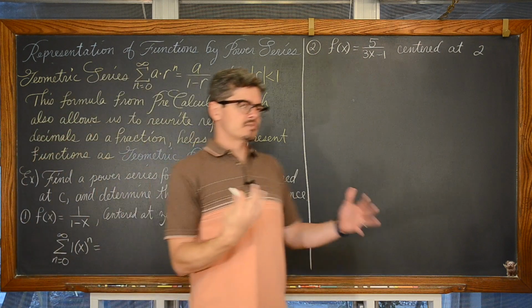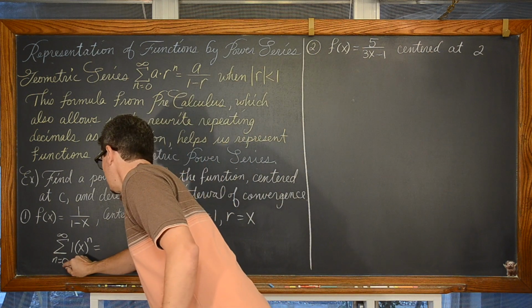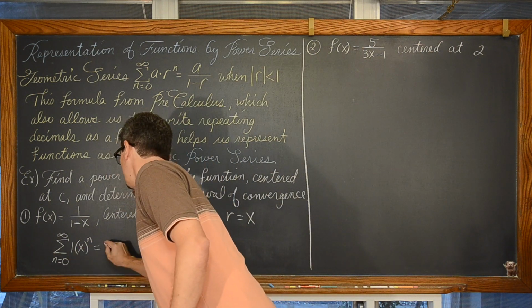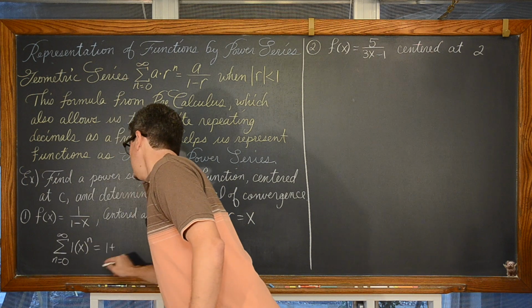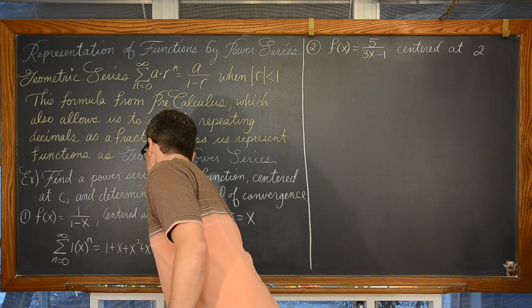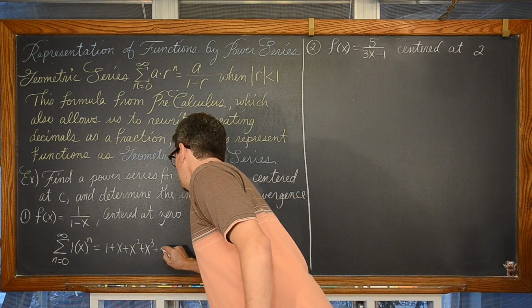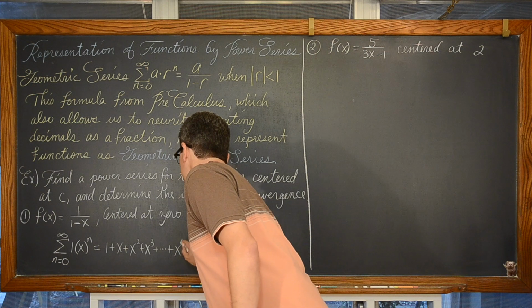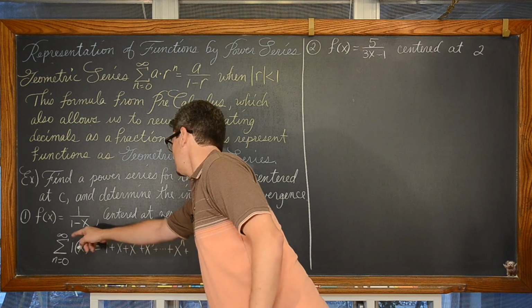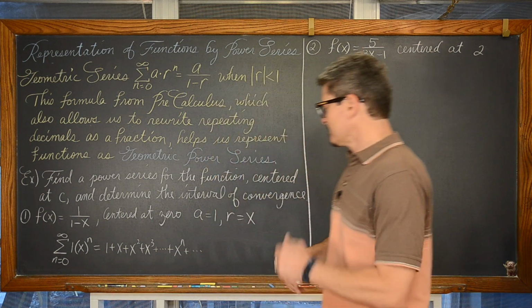Now, if we do a little bit of an expansion of this, just to review what is going on here, we have n is 0, so we have 1 plus, now we let n equal 1, so we have x plus x squared plus x to the third. Our upper limit here is infinity, so this is going to keep adding until we get to x to the n, and we're going to infinity, so it just never stops.